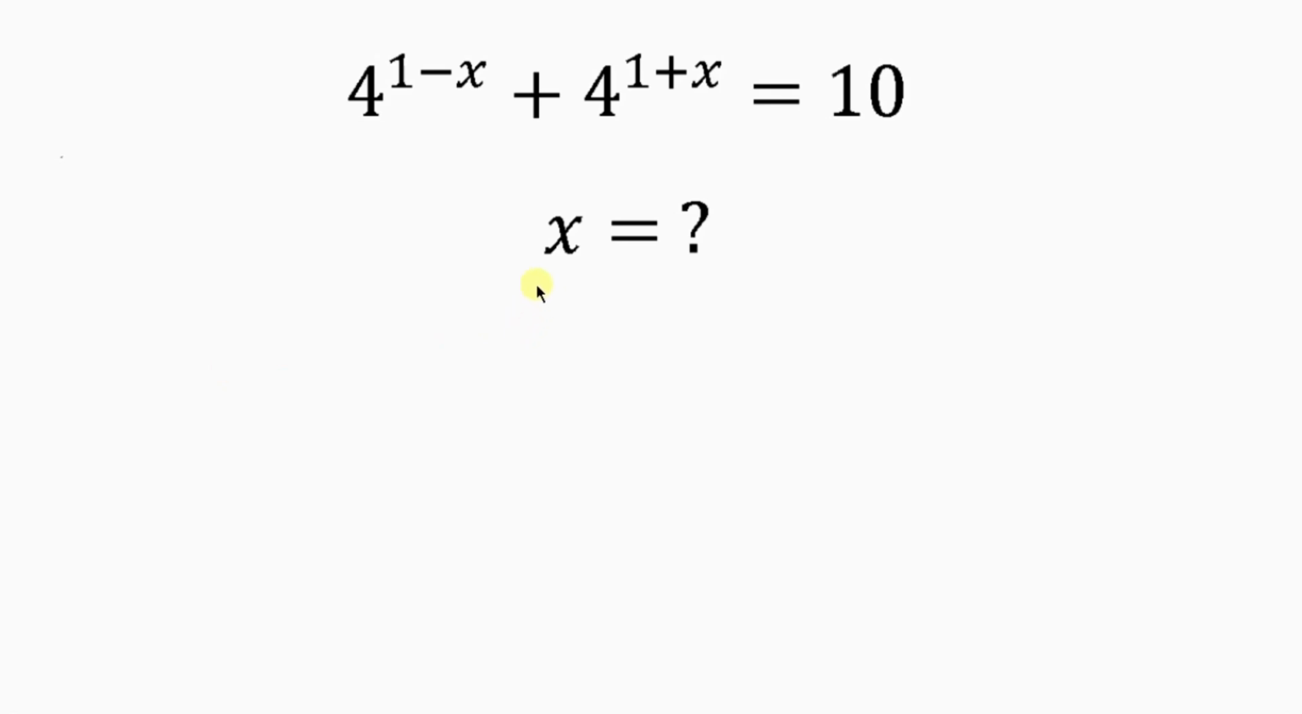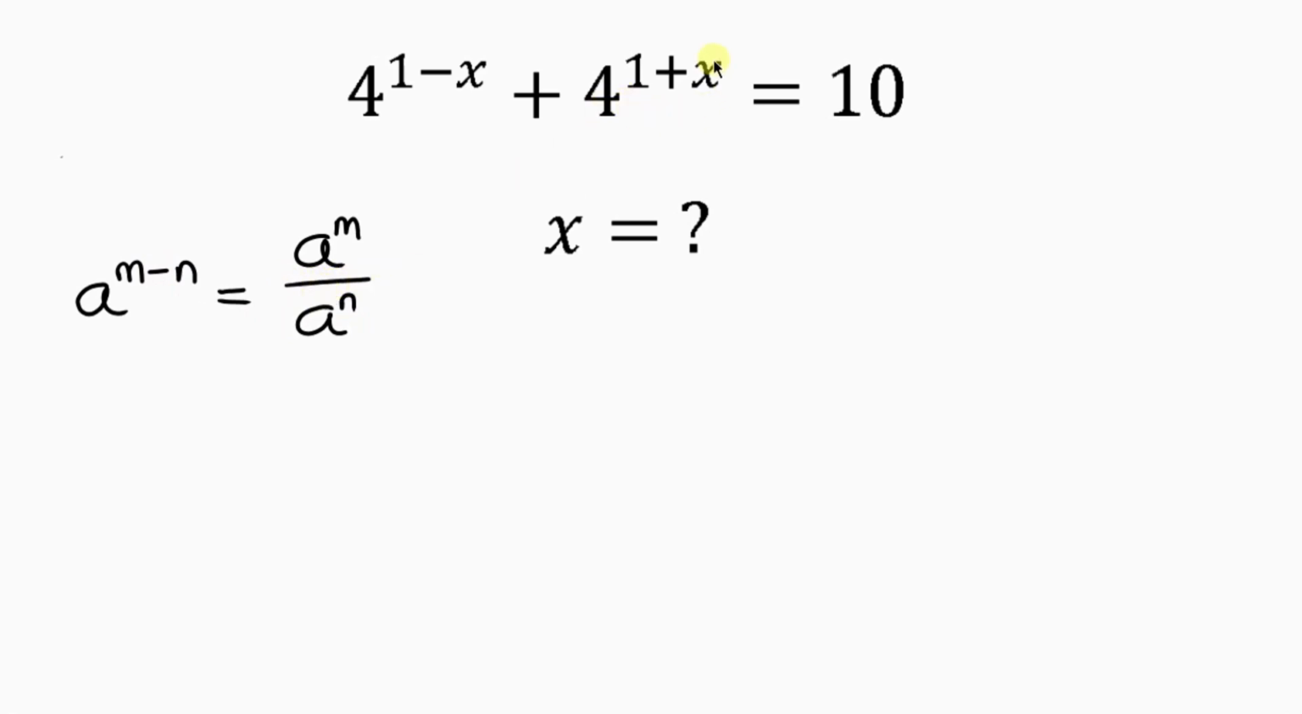Let's solve for the value of x, for which 4 to the 1 minus x plus 4 to the 1 plus x is equal to 10. Well, we're going to be applying the property of indices that says when I have a to the m minus n, just as it is here, this can be written as a to the m divided by a to the n. So subtraction is associated with division.